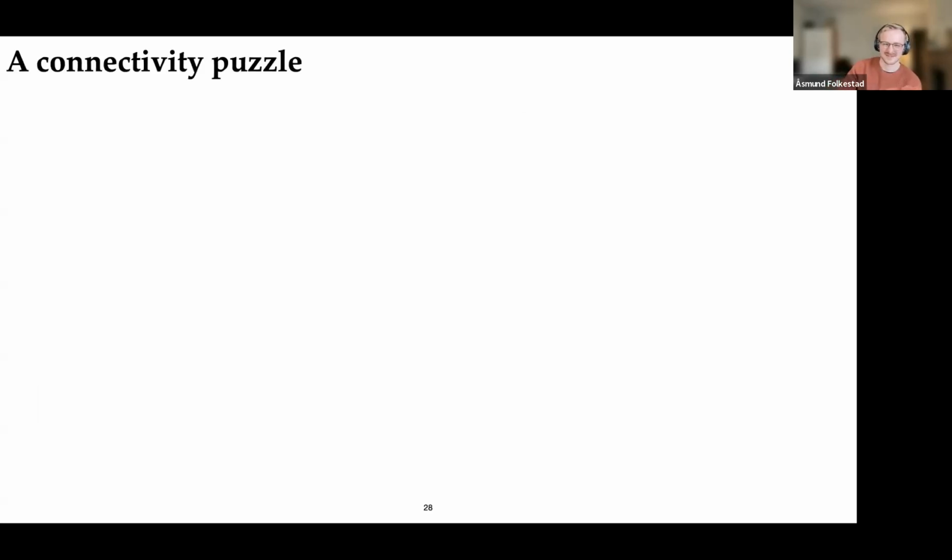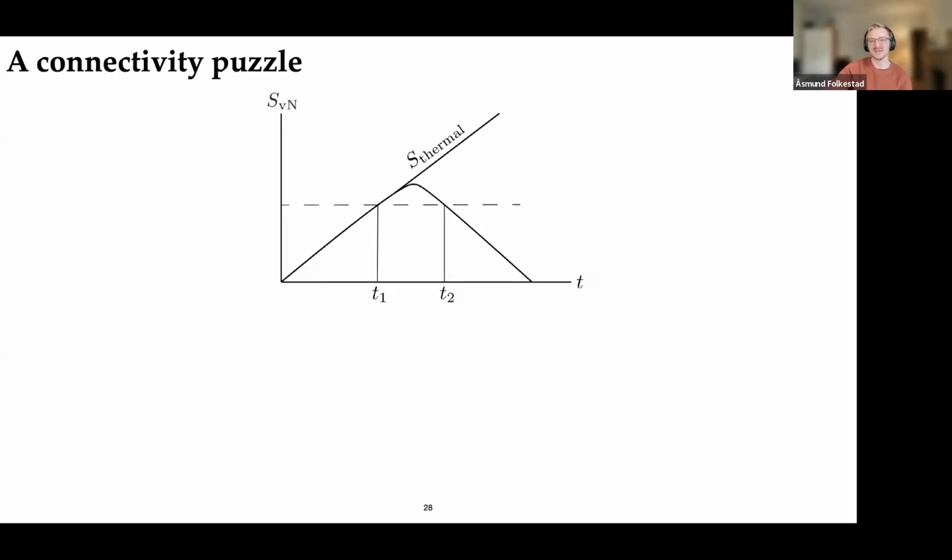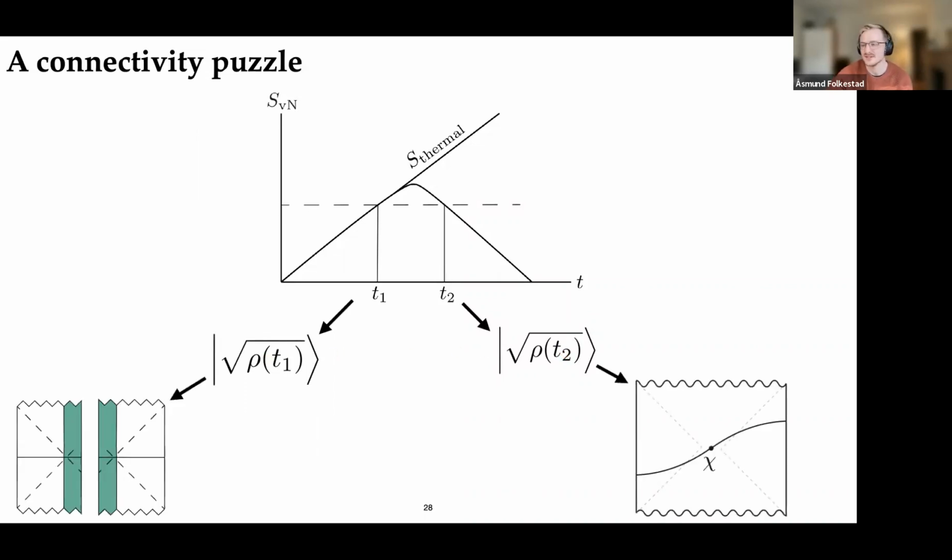Now let's look at the puzzle we get from these purifications. Let's look at the Page curve, and let's choose times T1 and T2 before and after Page time respectively, and let's choose them so that the radiation states have the same entropy, or the black hole state, whatever, assuming unitary evaporation, of course. And now we form the canonical purifications, which are dual to disconnected and connected spacetimes, as I've said now several times.